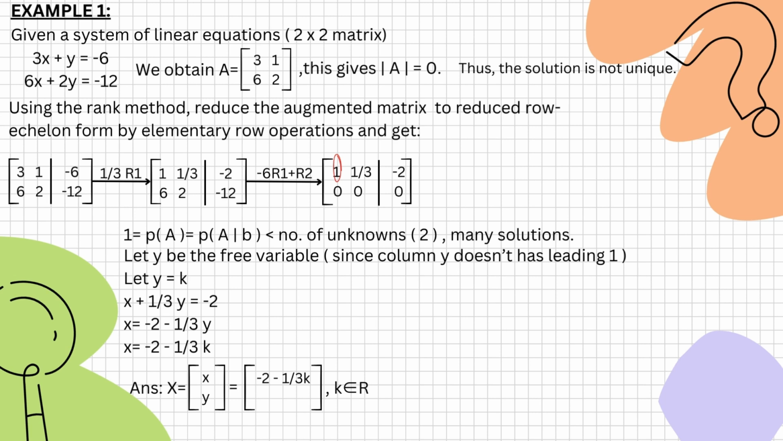To solve this problem, let y be the free variable, since column y doesn't have the leading one in the new matrix, and let y equals k. So we change the new matrix to the form of new linear equations: x plus 1 over 3 y equals negative 2, and x equals negative 2 minus 1 over 3 y, and we change y to k. Then we can write our final answer by changing these new equations to matrix form. So we know that k is within the set of real numbers.